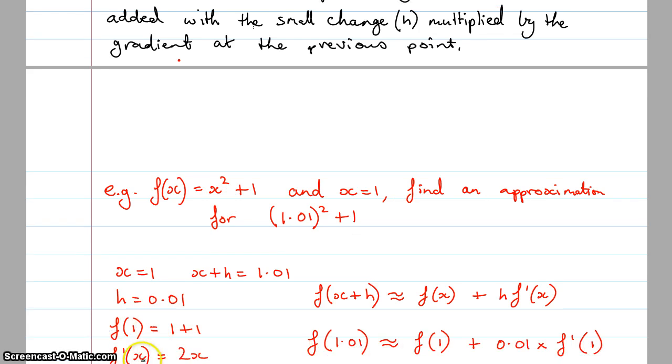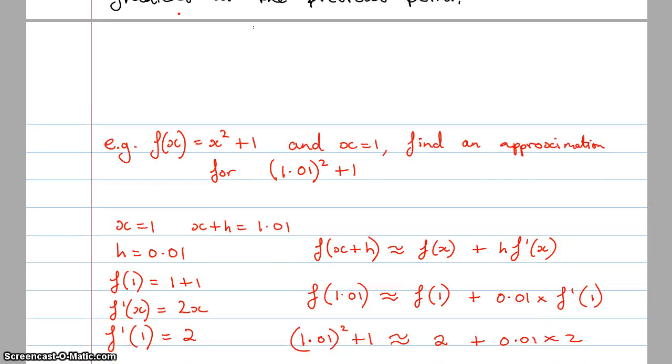I also need to know the gradient, f dash x, which is in this case 2x, and I need to know the gradient at the point x equals 1. So f dash of 1 equals 2 as well. And now I can put it into this approximation formula to find out what the y value is when x is 1.01. Because essentially that's what I'm trying to work out.